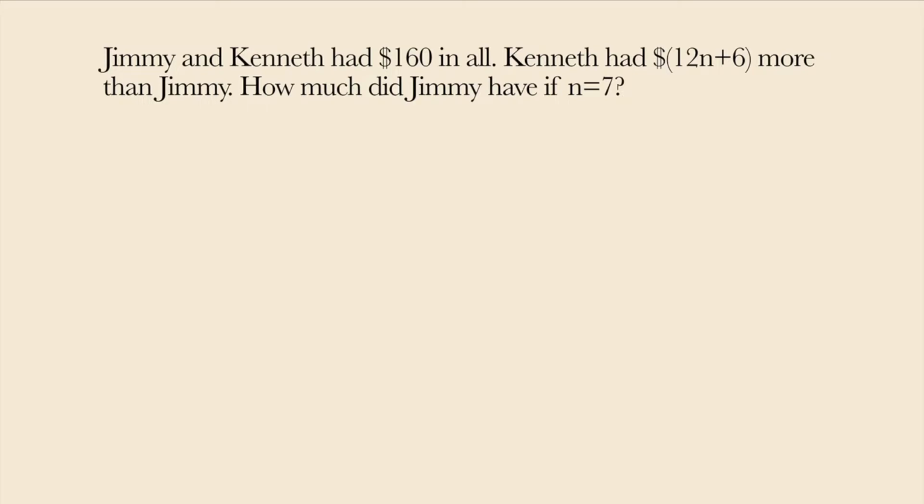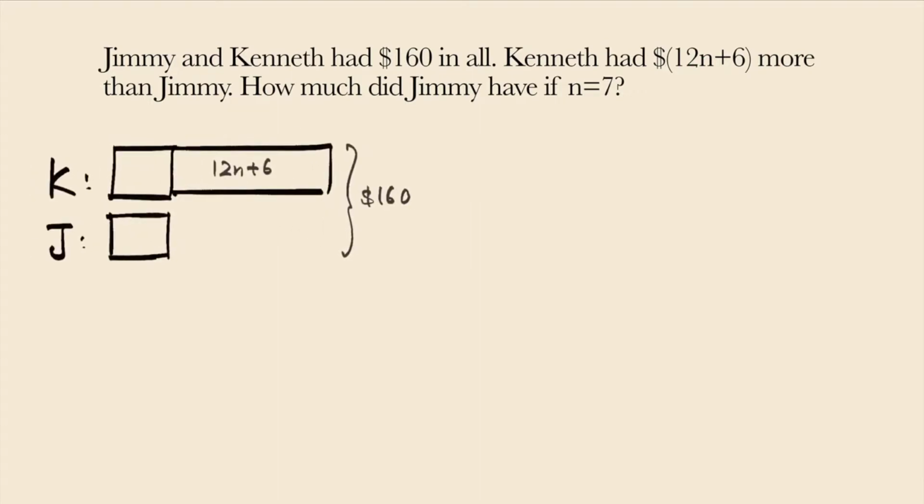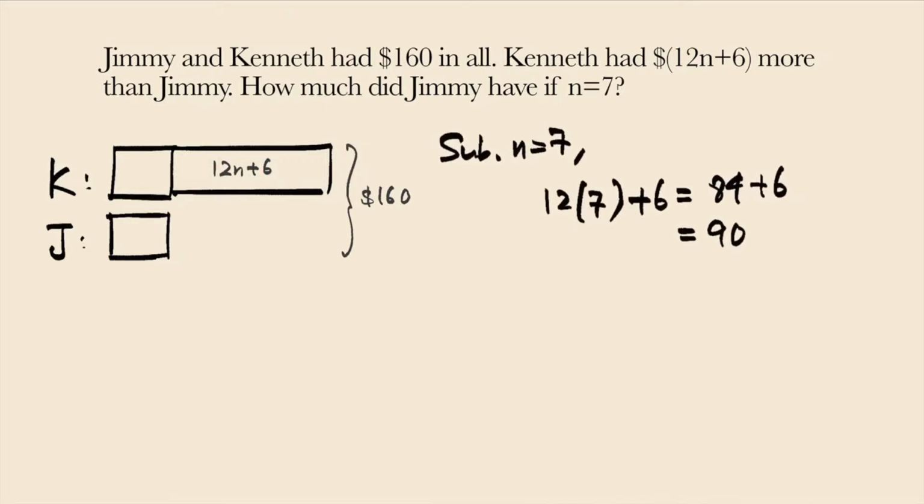Okay, your problem sum. J and K had 160 in all. Kenneth had this more than Jimmy. Well, to show what's going on, I can draw a model. So Kenneth had this amount more than Jimmy, and the total is 160. Now, we want Jimmy's share, which is this shorter bar right here. Well, we can find out what this number is by replacing n with 7.